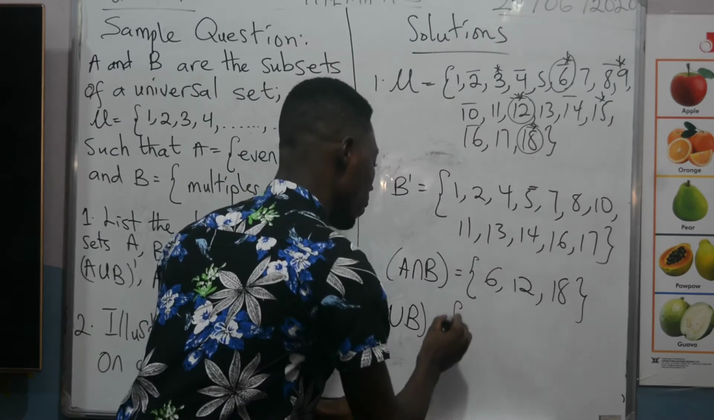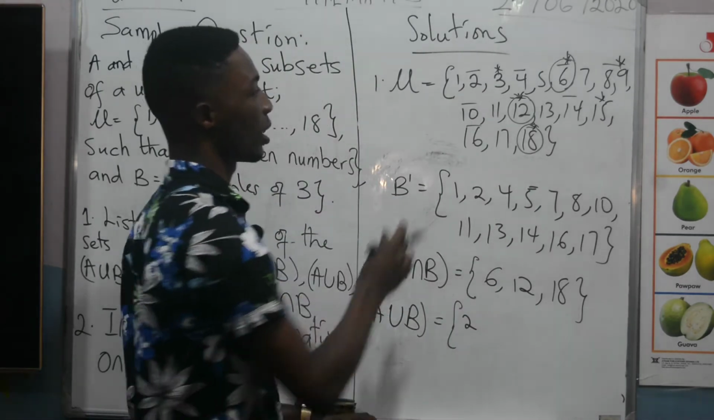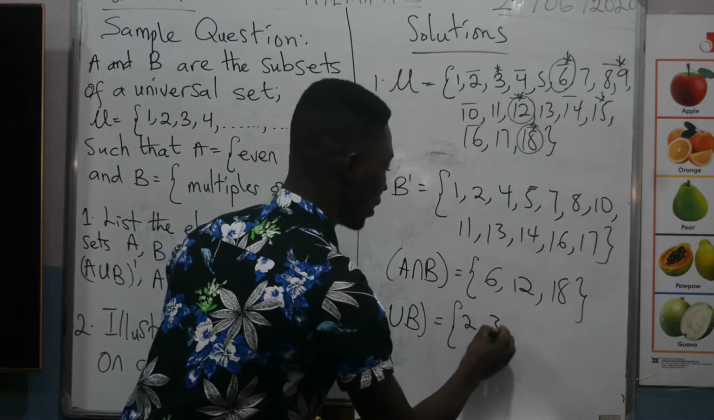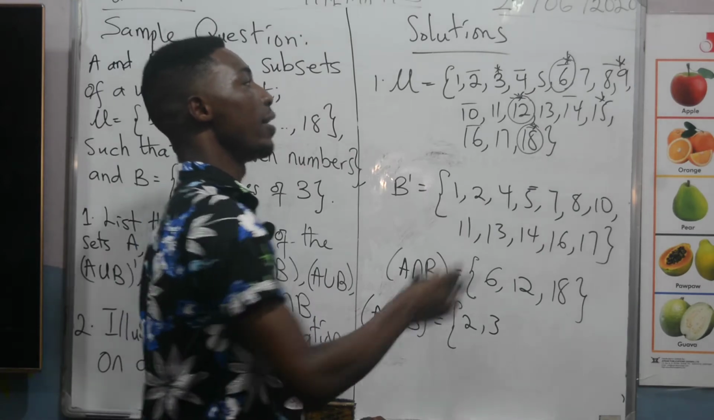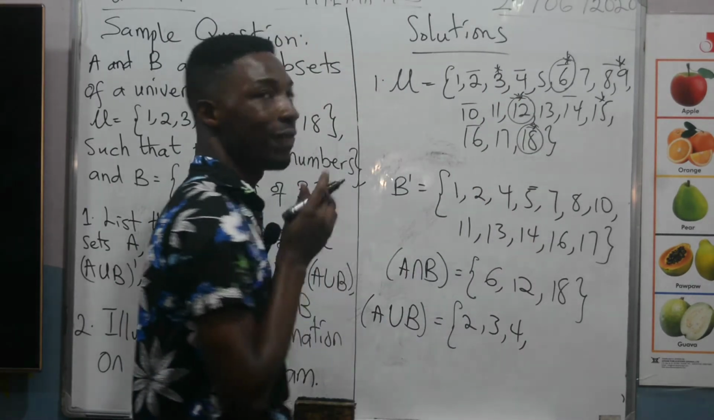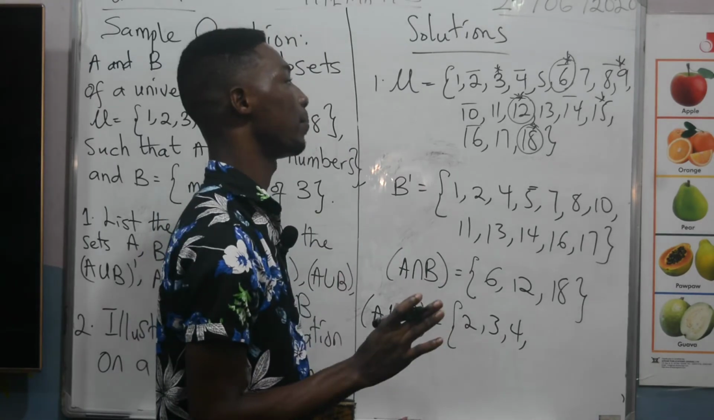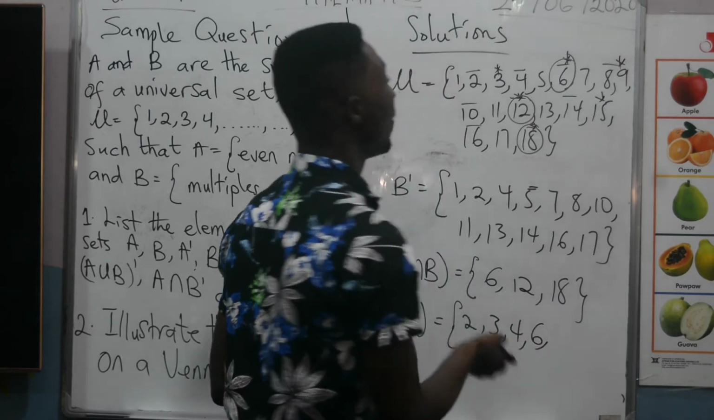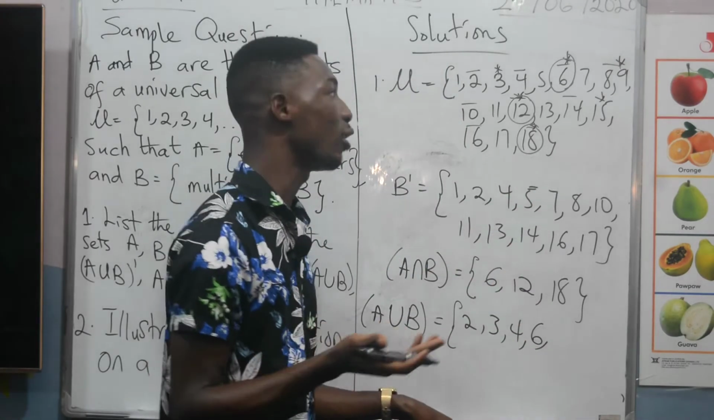These elements belong to A, 2. 3 belongs to A, at the same time B, so it will come in A union B. 4 belongs to A, so it will come here. 5 doesn't belong to any of them. 6 belongs to A, at the same time B. What about 7? It doesn't belong to any of them.